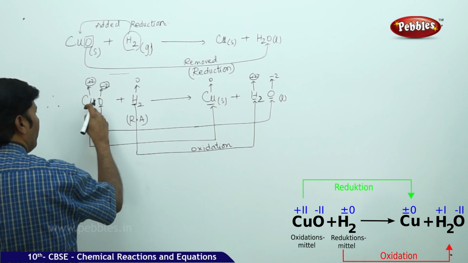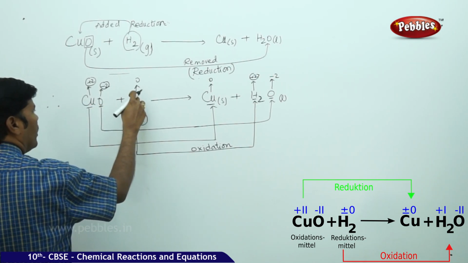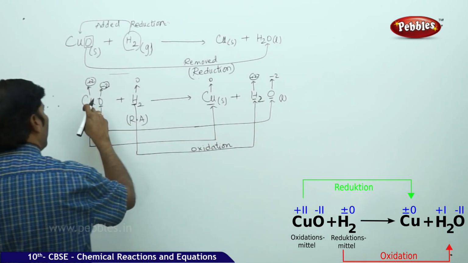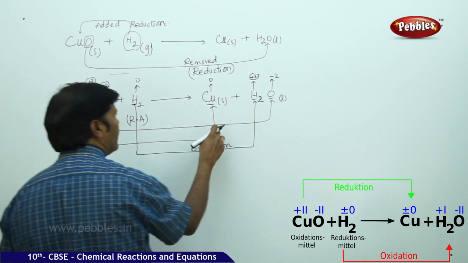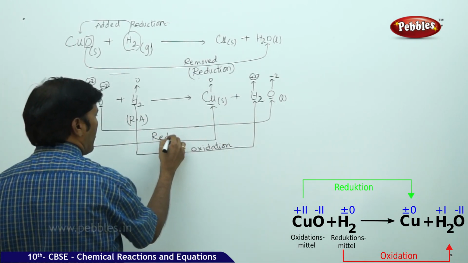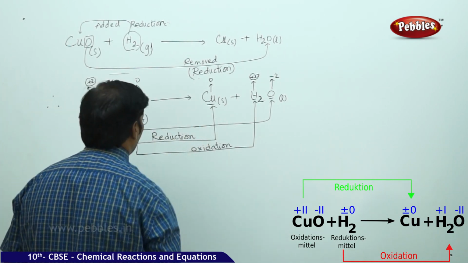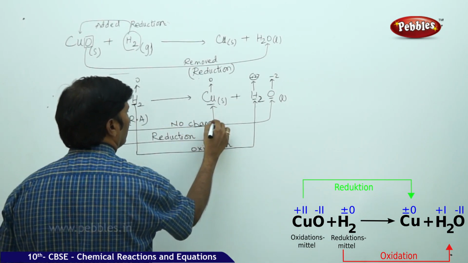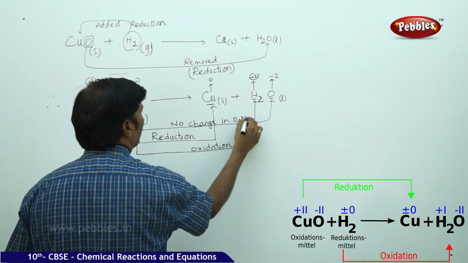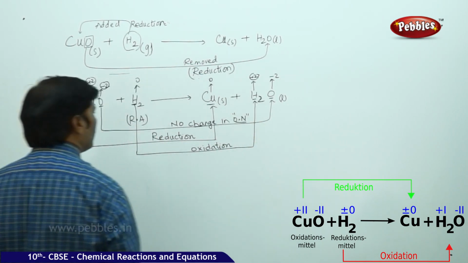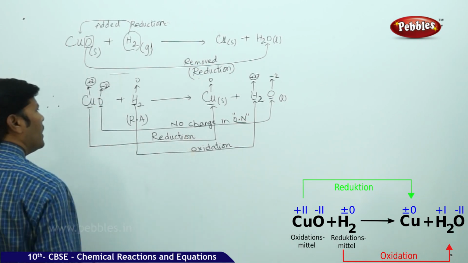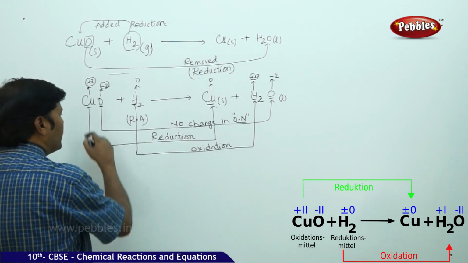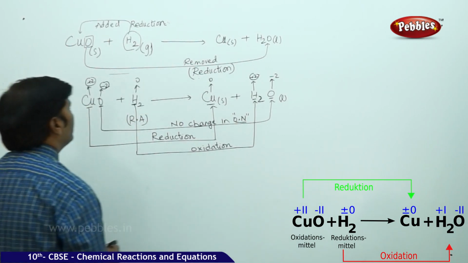0 to plus 2 is oxidation. 0 to plus 2, that is the hydrogen molecule, oxidation number is 0. 0 to plus 2, increase in the oxidation number, so oxidation. In cupric oxide, copper oxidation number is plus 2, it is getting decreased to 0, so this is reduction. From oxygen to oxygen, no change in oxidation number. So this reaction very clearly explains that in the given equation both reduction as well as oxidation is taking place parallelly.